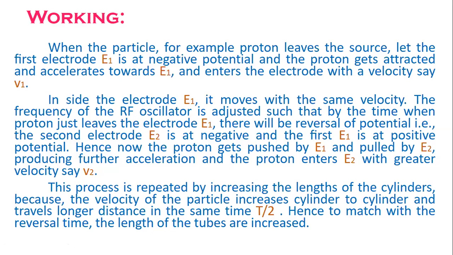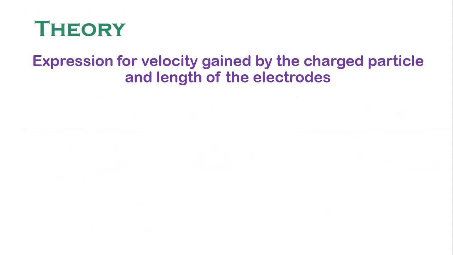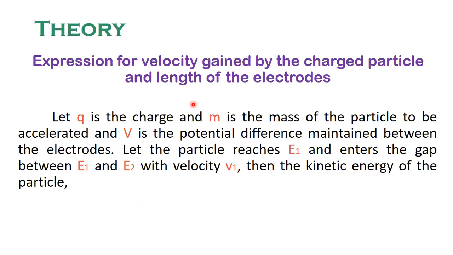Now let us discuss the theory. Under the heading theory, we are going to obtain an expression for the velocity gained by the charged particles, and also an expression for the length of the electrodes. To begin with, let us assume that Q is the charge and M is the mass of the particle to be accelerated, and V is the potential difference which is maintained between the electrodes. Q, M and V are constant.